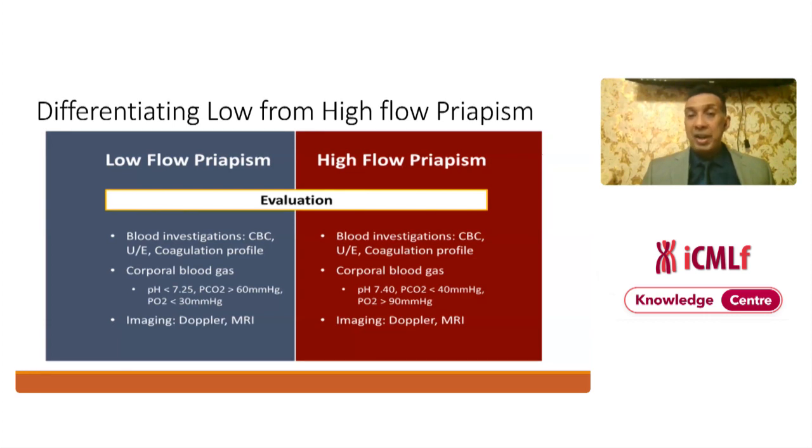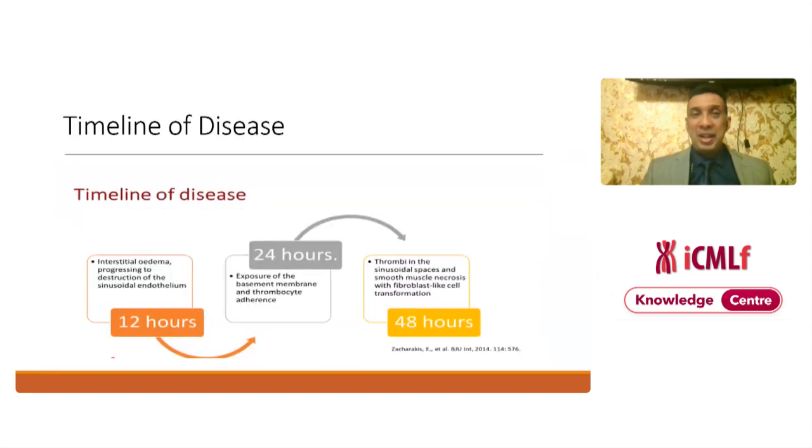While in high flow priapism, the pH will be 7.4, PCO2 less than 40 millimeters of mercury, and partial pressure of oxygen more than 90 millimeters of mercury. With regard to imaging, Doppler and MRI are required for evaluation. So if you combine the history, the physical exam, rapid testing, and the ABG, you can easily conclude whether you are dealing with low flow or high flow priapism.